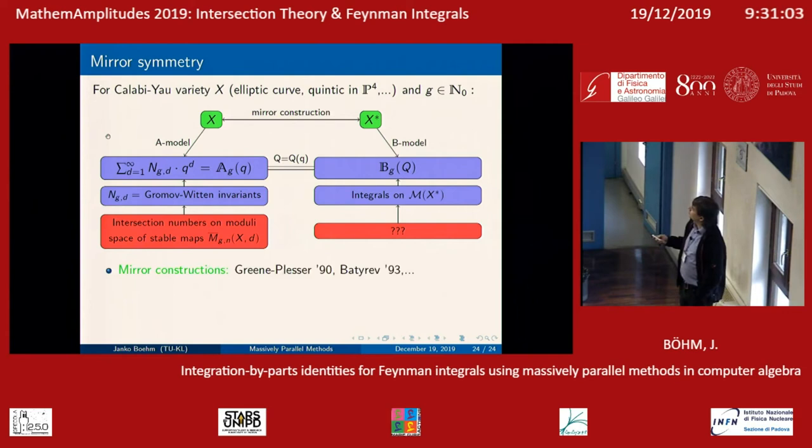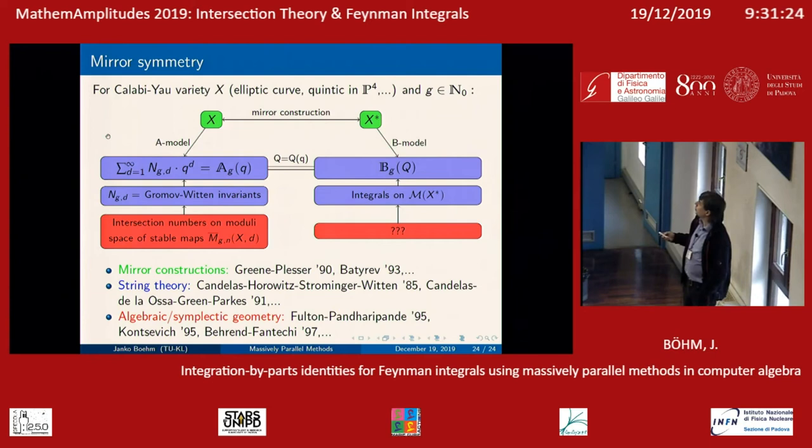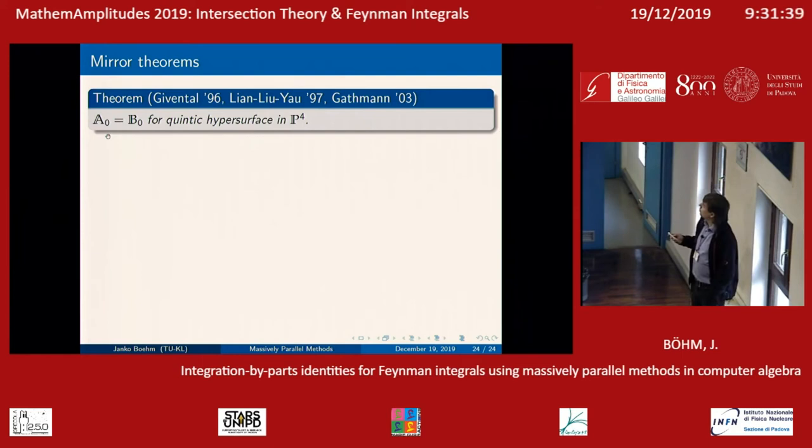And this side is very well understood. The mirror constructions come from physics and also from mathematics. The string theory picture is also very well understood. This here is understood in terms of algebraic and symplectic geometry by these people. Here it's not so totally clear what is going on on this Feynman integral side. And the first mirror theorem was by Givental and Lian-Liu-Yau. So this was for this quintic hypersurface, and it's for genus zero. So genus is the number of loops in the graph, right?